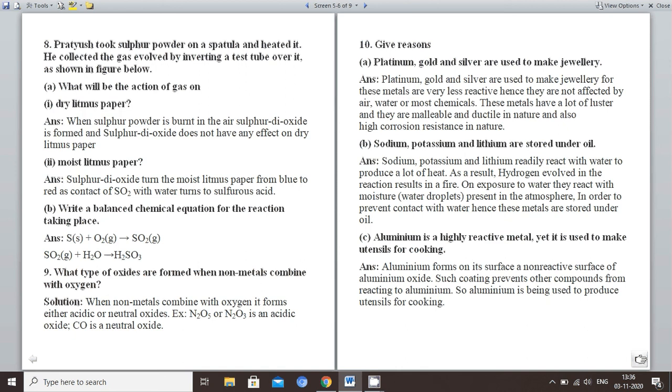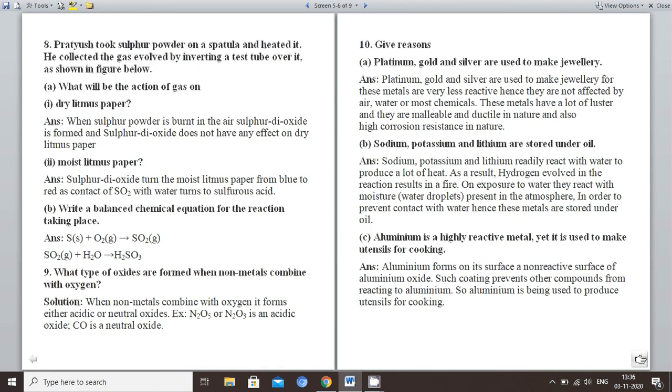As you all know, in acids, bases and salts we have told you that on dry litmus paper there will be no reaction of any gas. Okay, but what will be formed is sulfur dioxide. So this sulfur dioxide will not react with dry litmus paper, but when we take moist litmus paper it will definitely change the color.